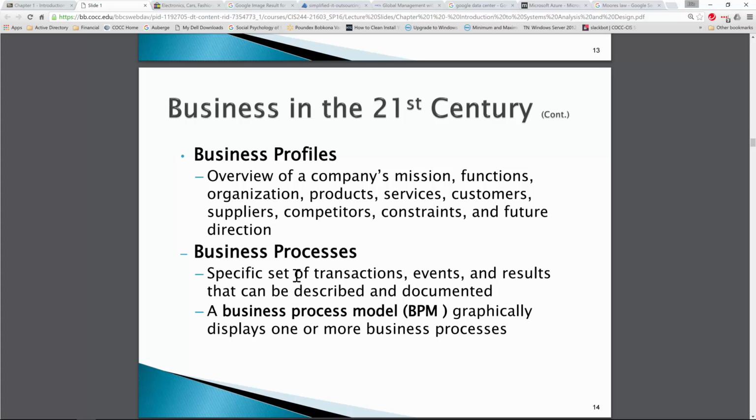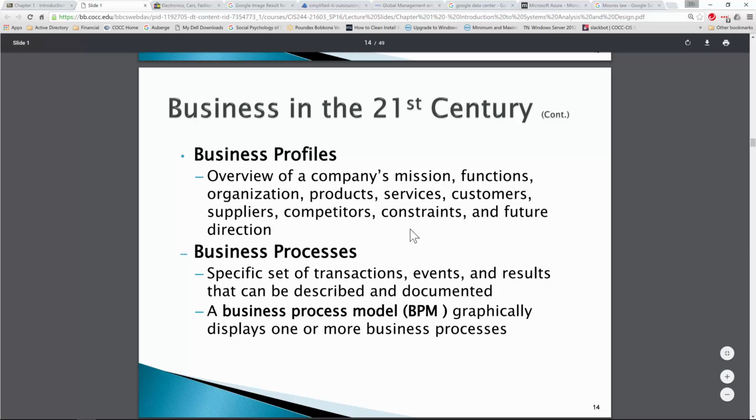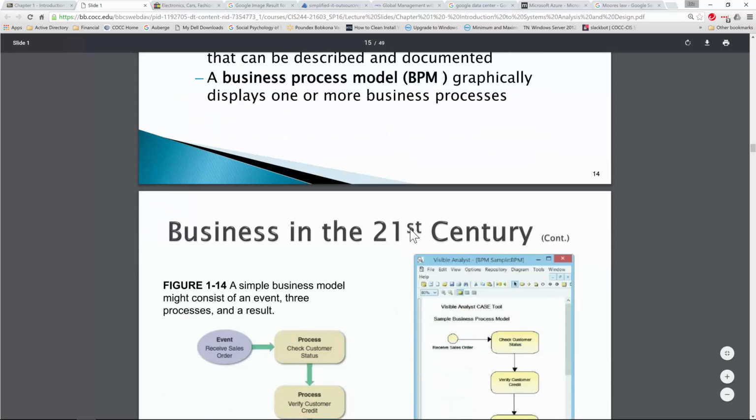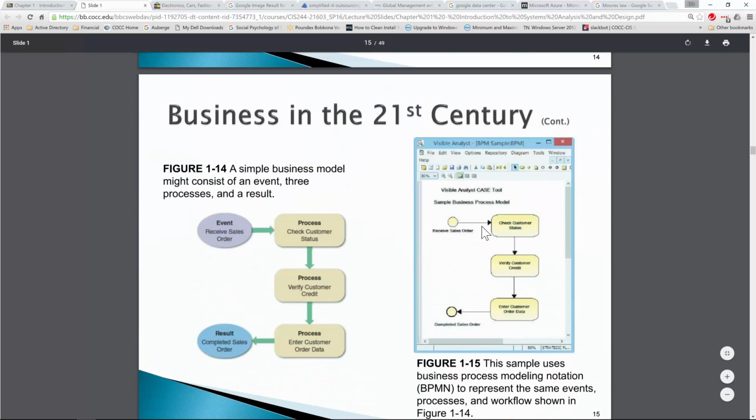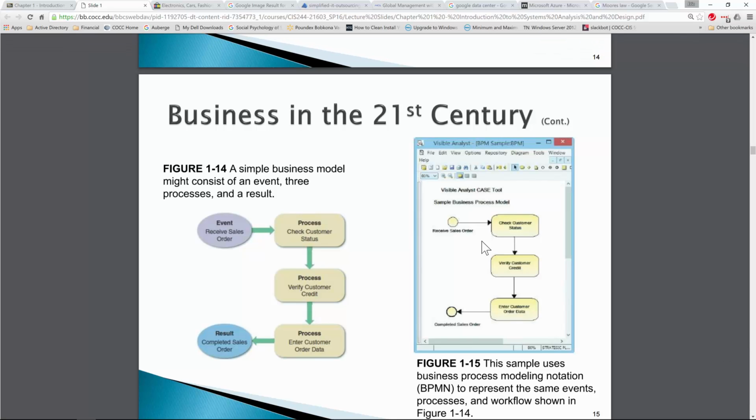Business processes, so specific set of transactions, events, results. This is what a business does, okay? And we can model that graphically to understand what a business does. We're going to do a lot of modeling in this class because it gives us a visual example of who the company is, how they do business, where they do it, what is efficient, how things work together.